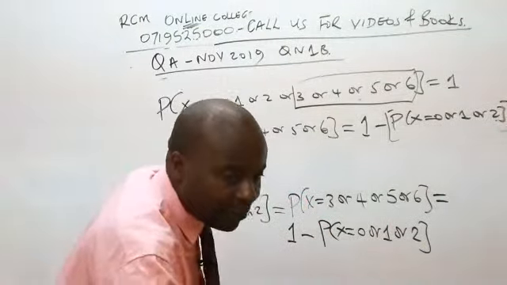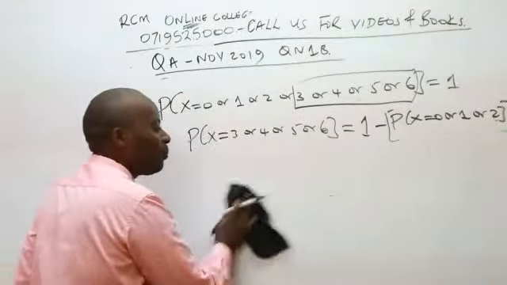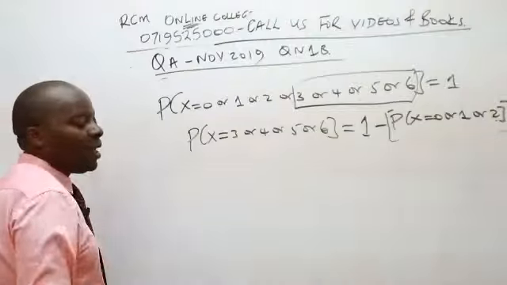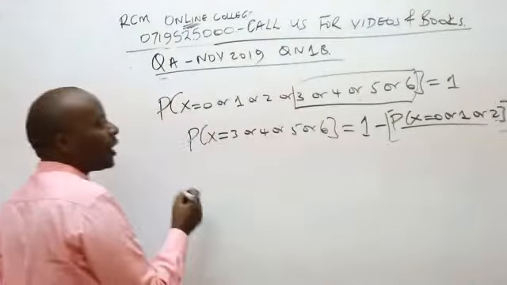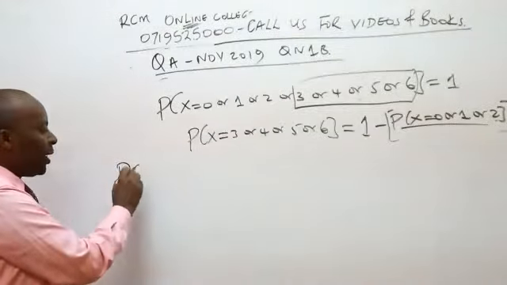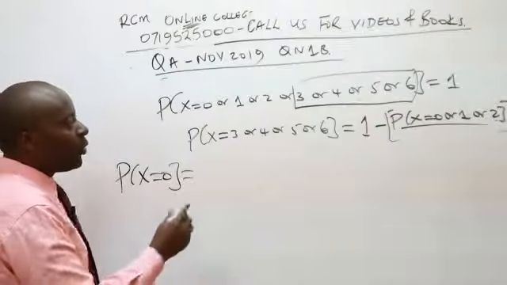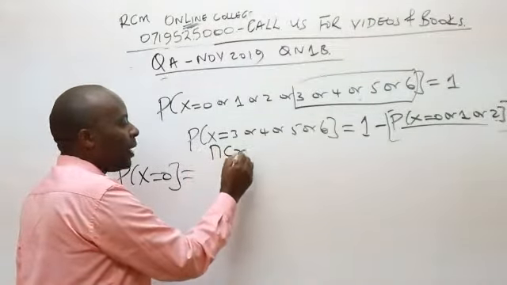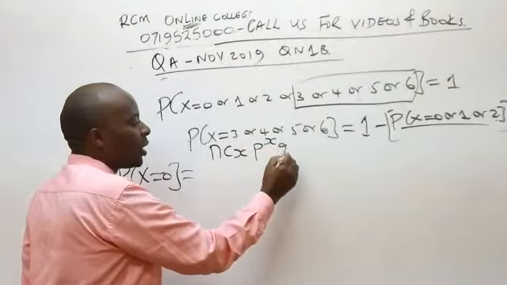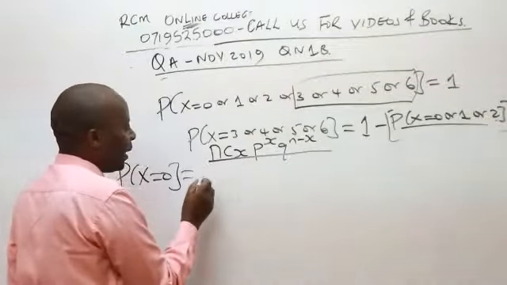Now, ladies and gentlemen, the moment you give me that particular model, it will be very easy for me to get these probabilities that we have here. So we'll start with the probability of X being equal to 0. Remember, already we have our model. Our model is the one that goes like this: n combinations X, P raised to X, Q raised to n minus X. So our n, ladies and gentlemen, here is 6.